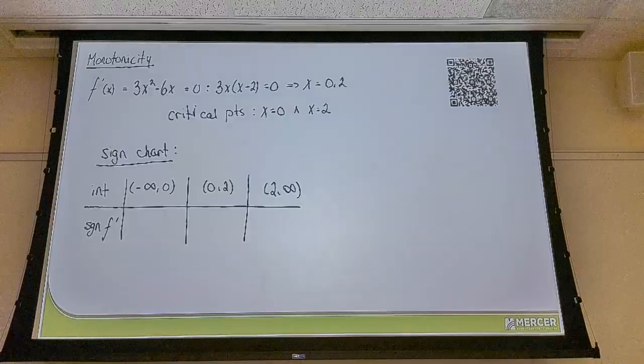Let's pick a really large one. Negative 100. I like to plug it back into the factored form. It's going to be positive. So we go, that will be negative, right? That will be negative. Negative times negative.